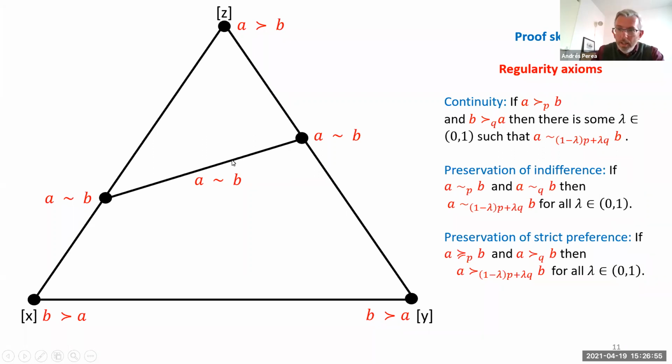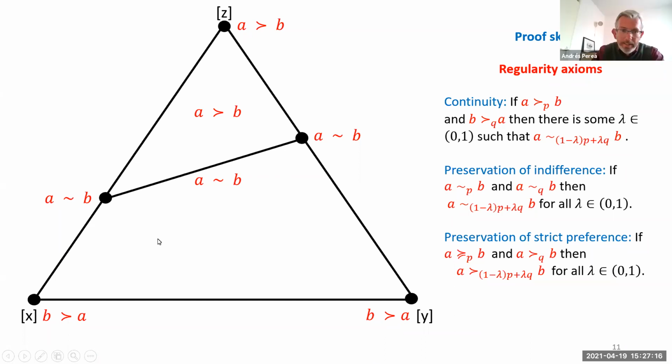For every belief here, it can be written as a convex combination between, let's say, state Z and the belief here where you are indifferent. Since at Z you strictly prefer A to B, and on this line you are indifferent, and since every belief here can be written as a convex combination of these 2, by preservation of strict preference, for every belief here you will strictly prefer A to B.